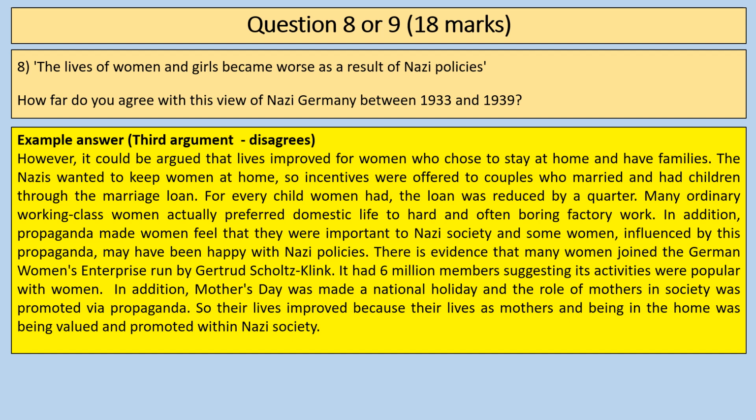In addition, propaganda made women feel that they were important to Nazi society, and some women influenced by this propaganda may have been happy with Nazi policies. There's evidence that many women joined the German Women's Enterprise run by Gertrude Schultz-Klink. It had 6 million members, suggesting its activities were popular with women. In addition, Mother's Day was made a national holiday, and the role of mothers in society was promoted via propaganda, so their lives improved because the lives of mothers and being at home was being valued and promoted within Nazi society.